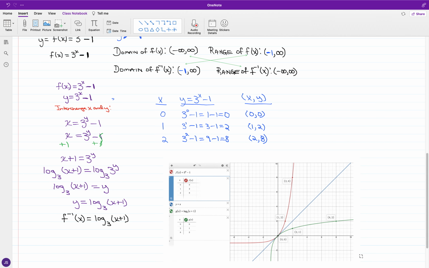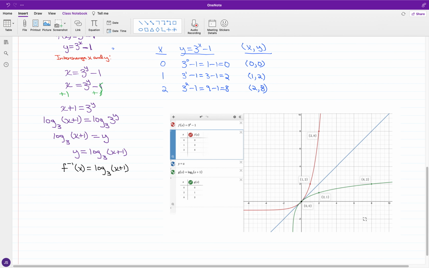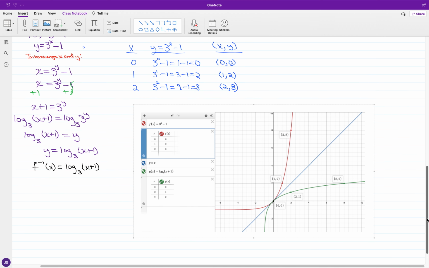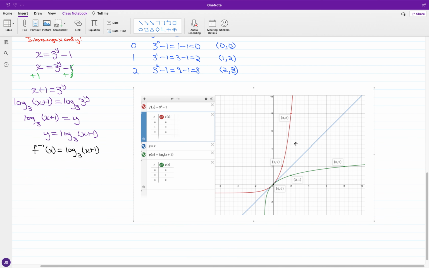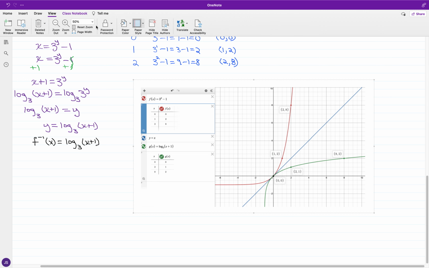Okay, so for the curve we have in red, among your points you've got the origin, 1, 2, and say you have 2, 8 among many other points. And again, for the logarithmic function, the base 3 logarithm of the quantity x plus 1, you have among the ordered pairs 8, 2, 2, 1, as well as the origin. And that is how this function is going to appear. And again, both functions do mirror each other about the line y is equal to x.